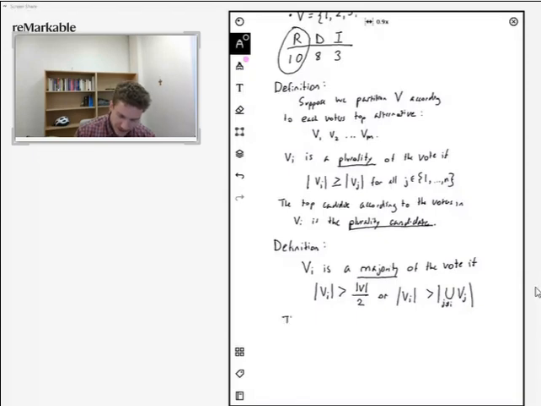And the top candidate according to the voters in a majority is unsurprisingly called the majority candidate.